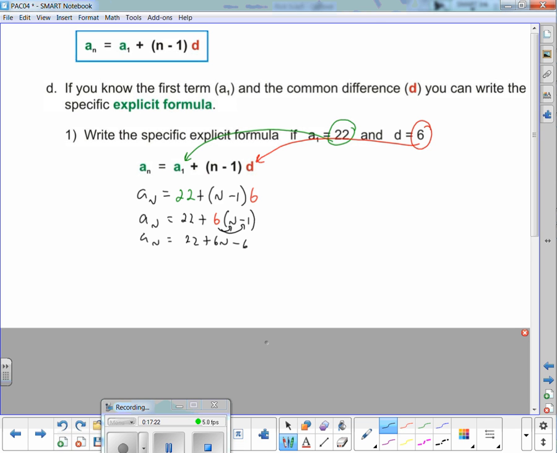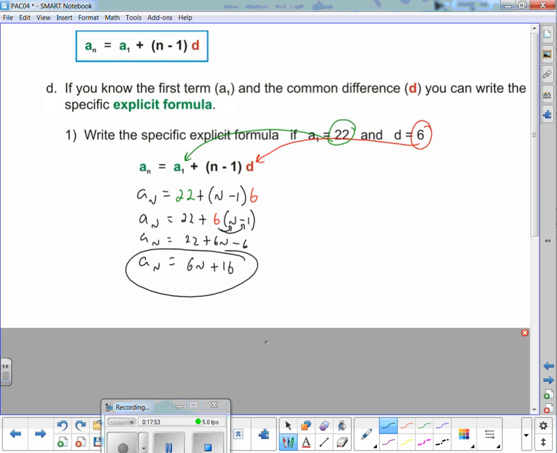And a negative 6. I agree. Now, the last thing we do is we add like terms. Now, it's proper to put your variable in the front, so let's put the 6n in the front, right? And the only other thing we can do is add 22 minus 6, right? And then, of course, that's going to be a 16. And there's our specific explicit formula for that sequence.